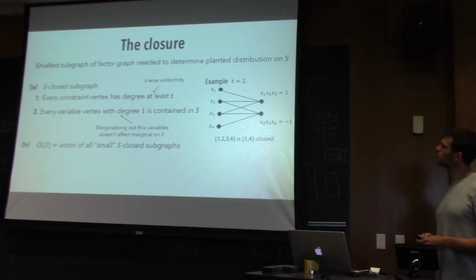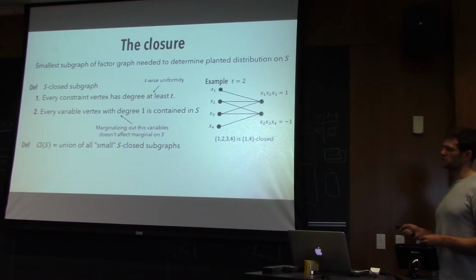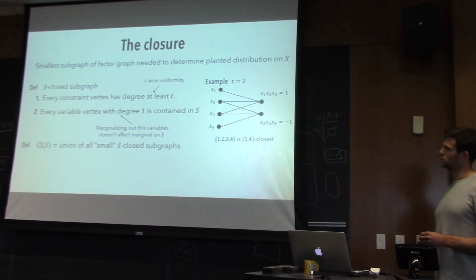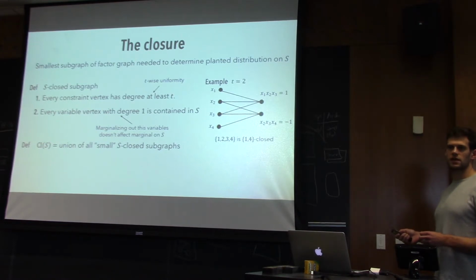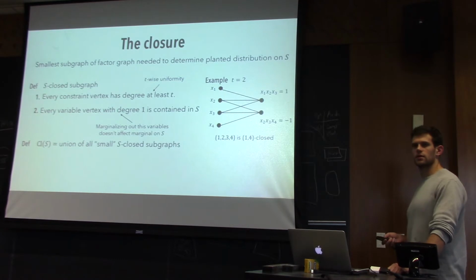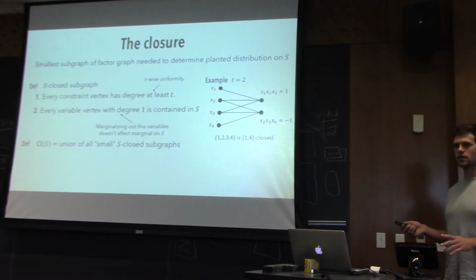So when you say constraint vertex, S is a subset of the left partition? Yes. So the constraint vertices are the ones for which all of its neighbors are in S? This is a subgraph of the factor graph, so it actually has both. Oh, I see. So this is all the variables and constraints that affect what the distribution on S should be.